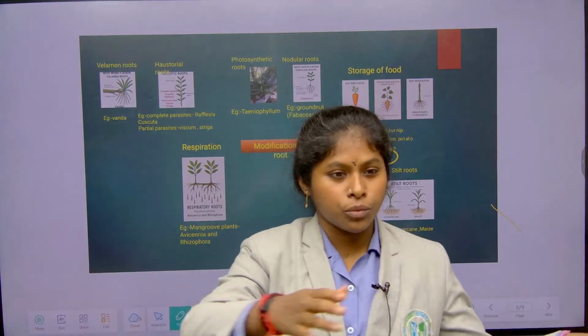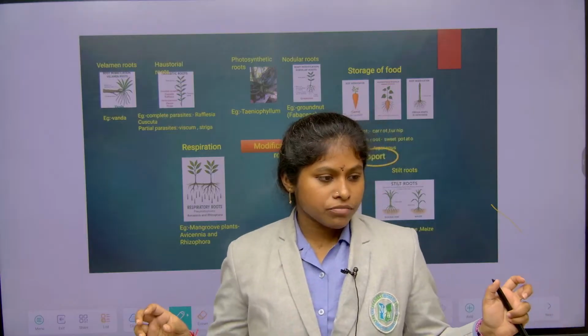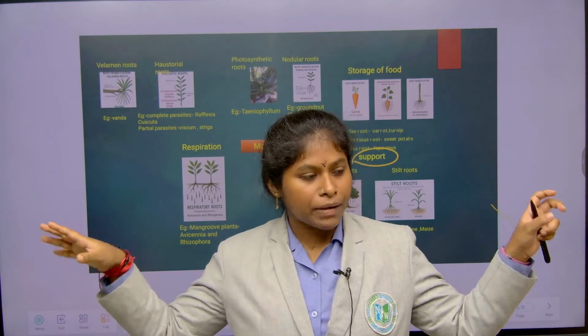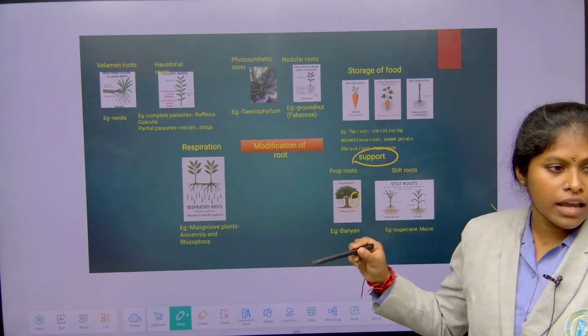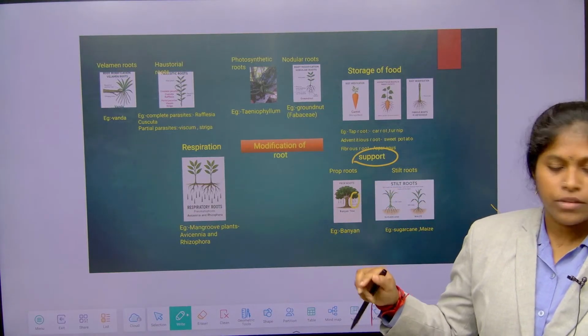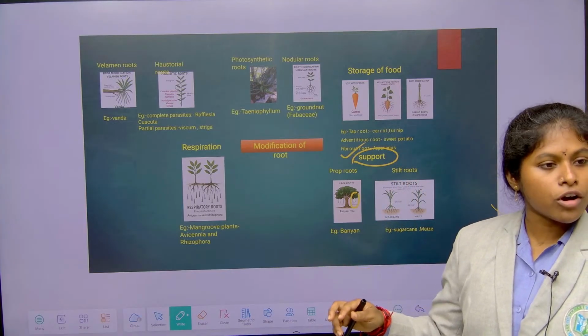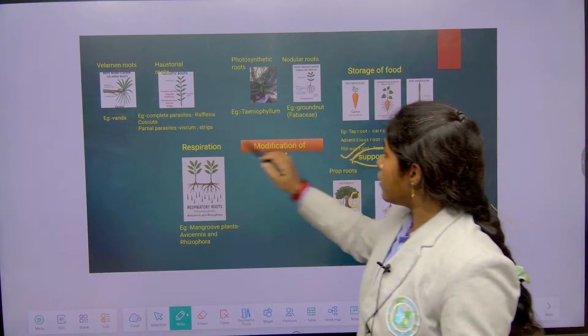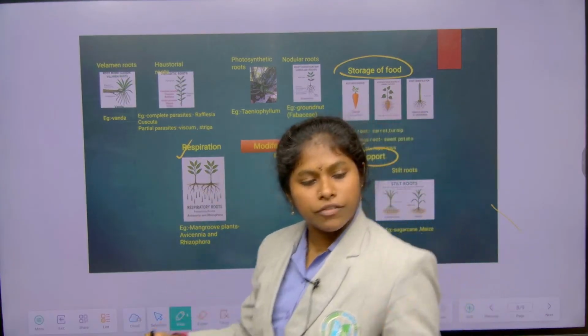So for that condition, and also if you see the banyan tree, it has a huge amount of woody tissue, a huge amount of bark. So to stabilize those branches, roots arise from the branches and are fixed into the soil. For support, mainly, the reasons for modification of root are support, respiration, and also storage of food, and other functions also.